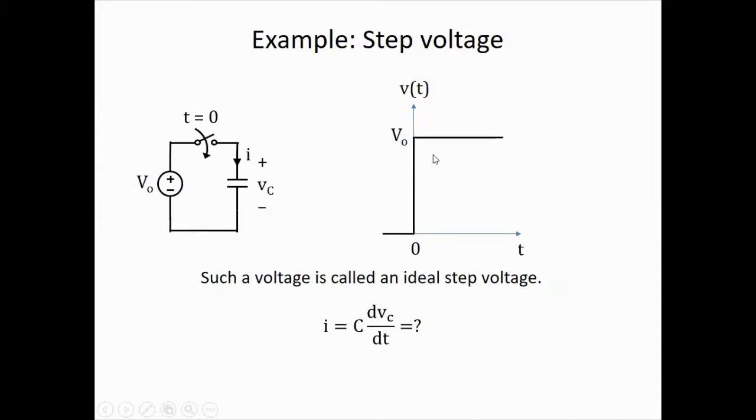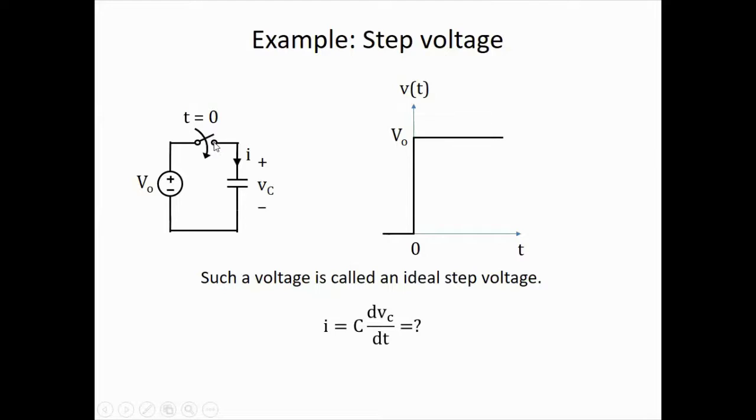Okay, now this is a very important question. So here is a circuit, and let us assume the switch is open for t less than 0 and it is closed at t equal to 0. Let us assume that when the switch was open, the capacitor voltage was 0. VC was 0, and then the switch is closed at t equal to 0.